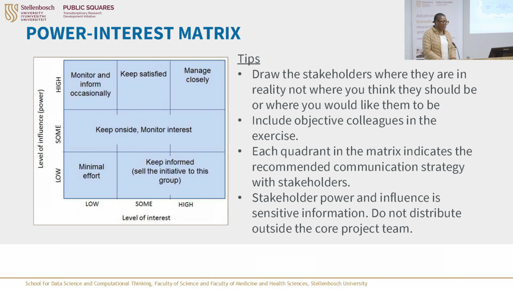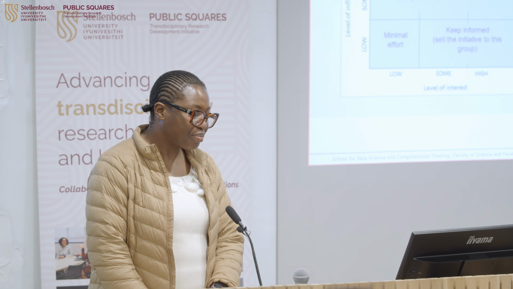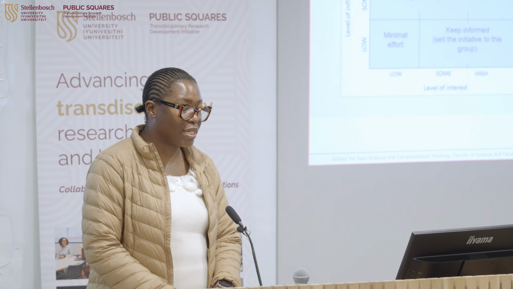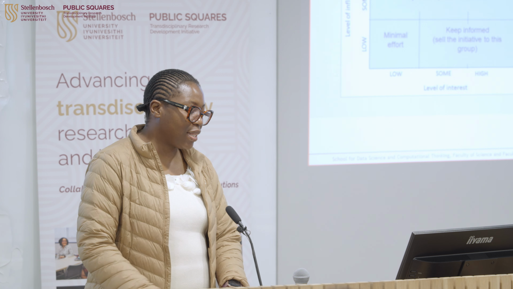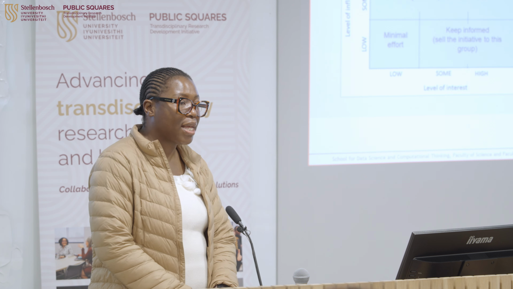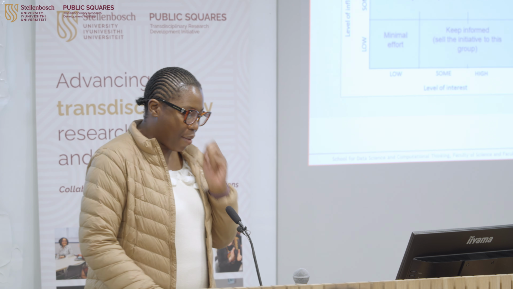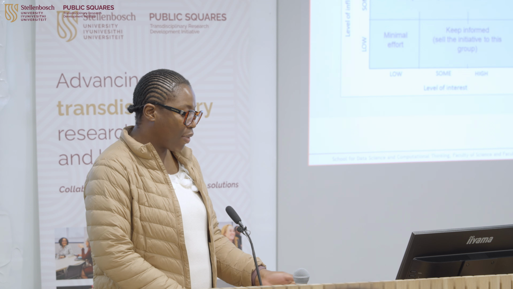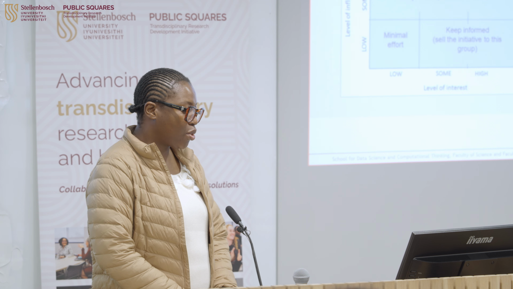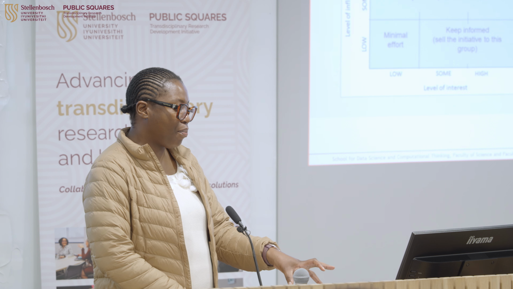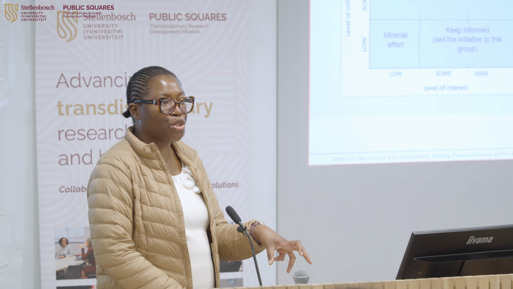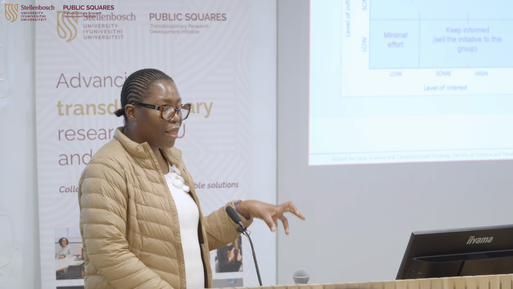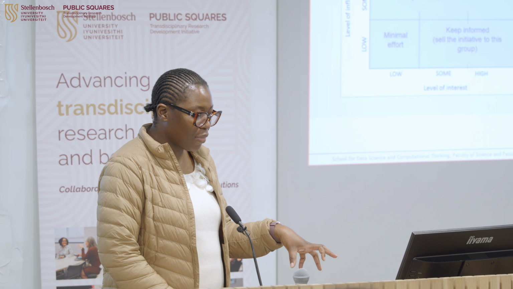So we have the power interest matrix. I'm sure a lot of you have heard about this. This is usually what we use when we actually identify our stakeholders and then analyze them on the level of influence and the level of interest that they may have. So on my bottom left, I have minimal effort. With this matrix, it also tells you how much effort you need to put in depending on where the stakeholder is allocated.